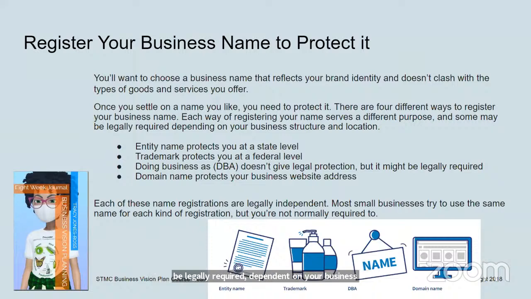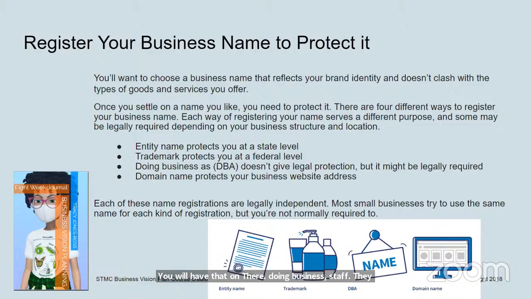So we're going to learn how the entity name protects you at the state level. Your trademark protects you at the federal level. So if you have a trademark for your business, it's at the federal level, but your entity name, doing business as, is protected on the state level. Doing business as does not give you legal protection, but it might be a legal requirement. On most of the forms that you are going to be filling out for your business application to the state, you will have that on there. Doing business as, they will ask you that.